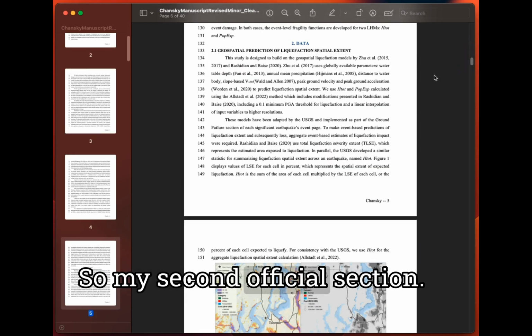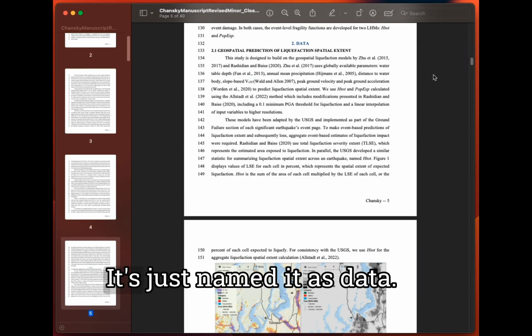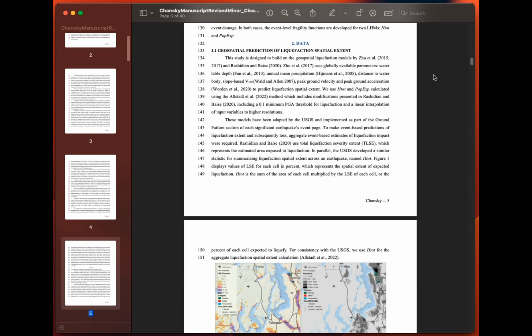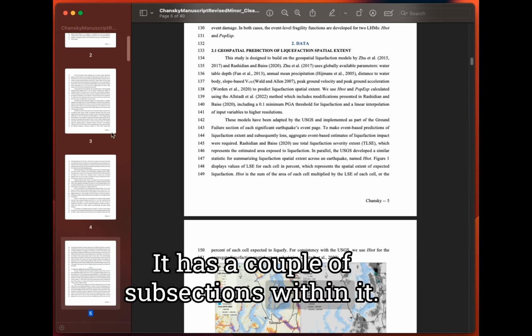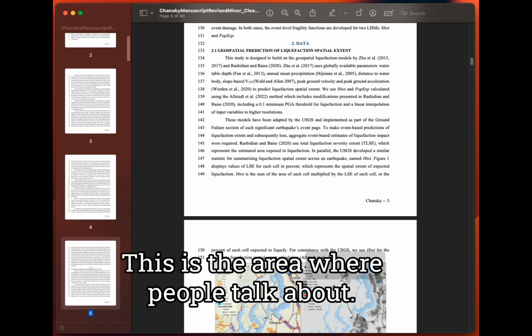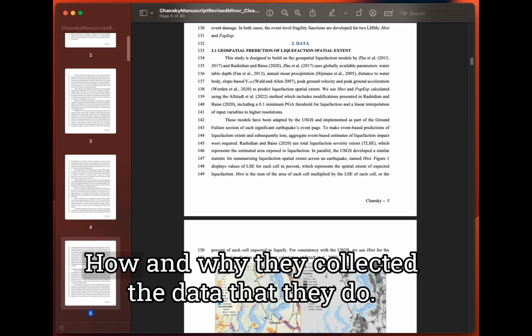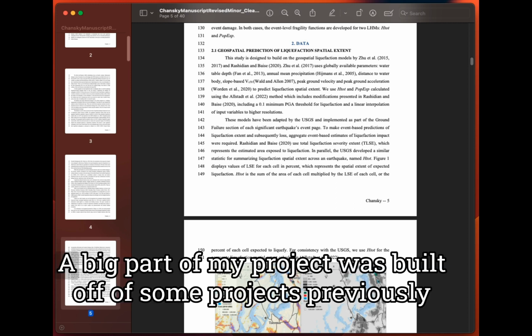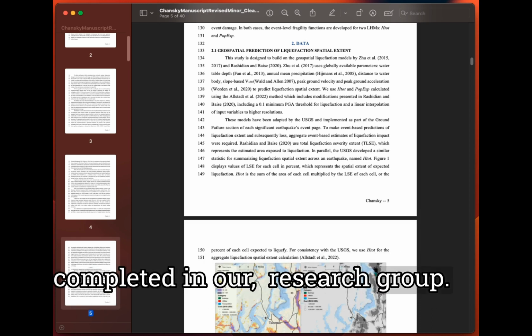So my second official section is just named data. It has a couple of subsections within it. Broadly speaking, this is the area where people talk about how and why they collected the data that they did. A big part of my project was built off of some projects previously completed in our research group.